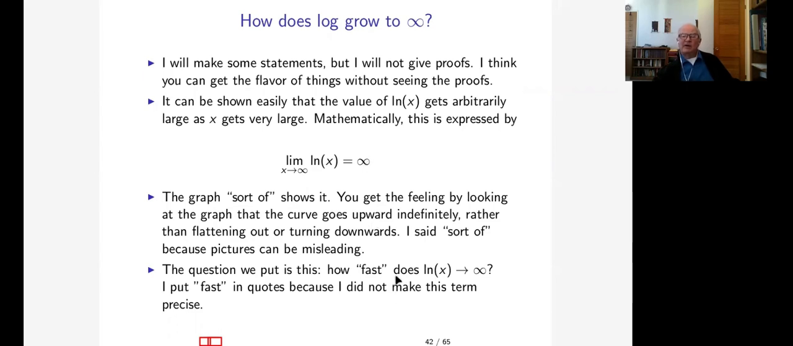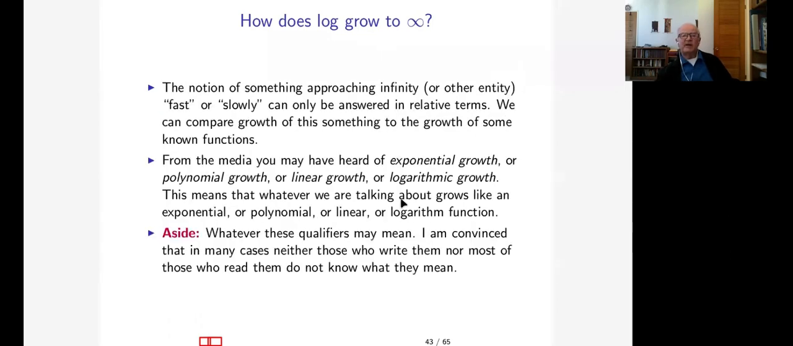And thinking of what I mentioned, exponential growth, logarithmic growth, polynomial growth, how does this growth to infinity compare to those? And that's what I am trying to answer in the next few slides.